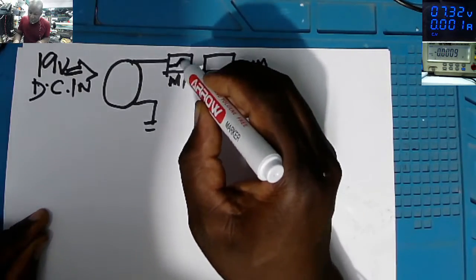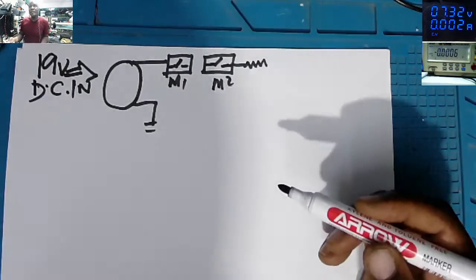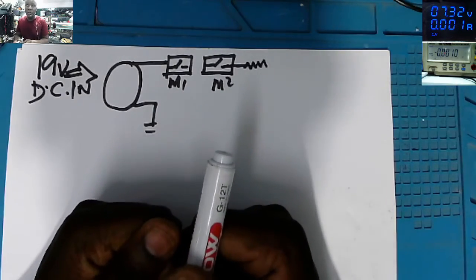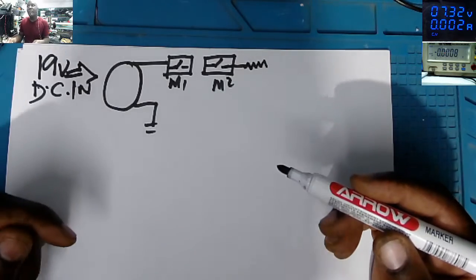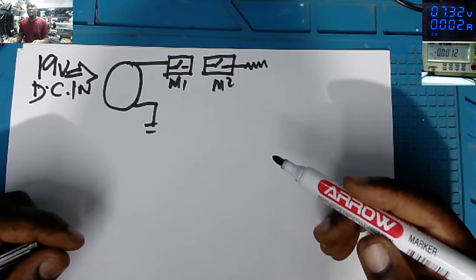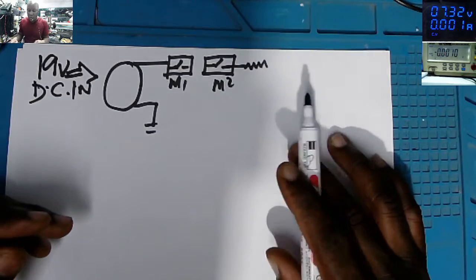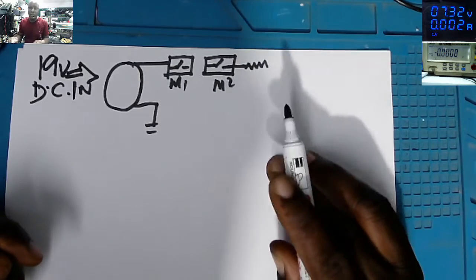These MOSFETs, they are just switches. What they are doing in case of short circuit or under voltage, over voltage, or if anything happens on the motherboard, these switches are cutting down the power just to protect the whole circuit.